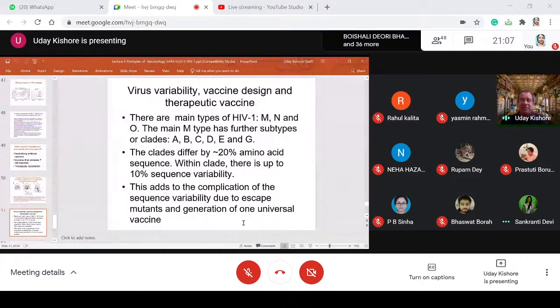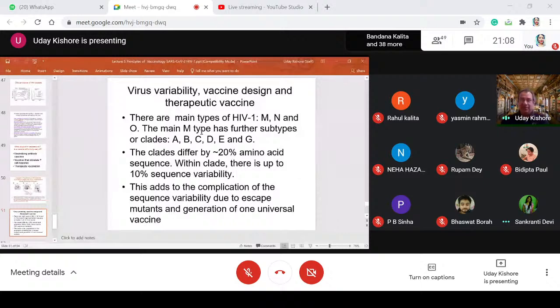So there are not one type of HIV-1. There are three types of HIV-1, M, N, O, depending on the sequences. So these are different. And within, for example, one type, which is the main M type, there are further subtypes. We call them clades, amino acid sequence differences. And then there are A, B, C, D, E, G clades. Each clade will differ by nearly 20% in sequence. Within each clade, there is up to 10% sequence variability.